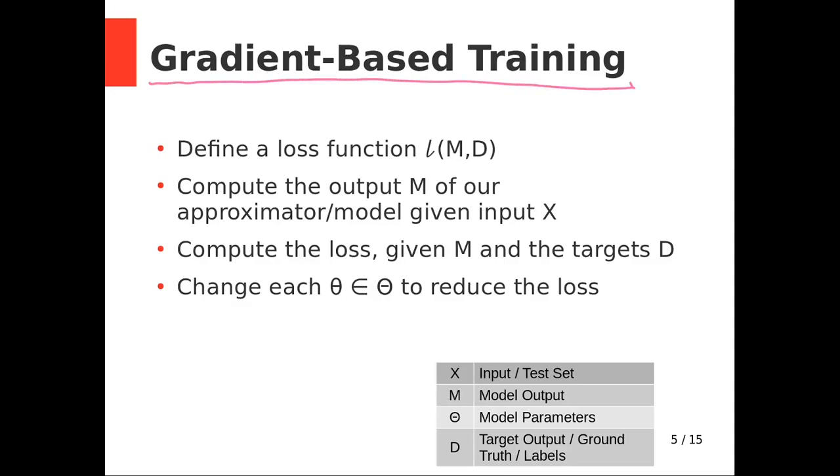So what we do with gradient-based training is we define a loss function, and this is supposed to be a blackboard cursive L, but this font is bad, right? So we define a loss function that takes two arguments, m and d. M is the output of our model. D is the desired output.